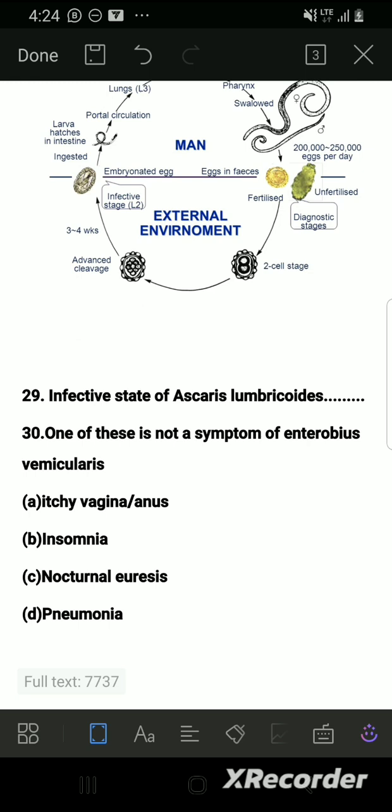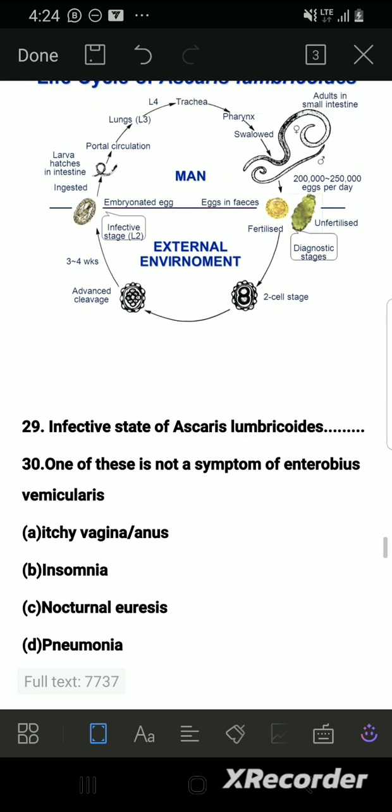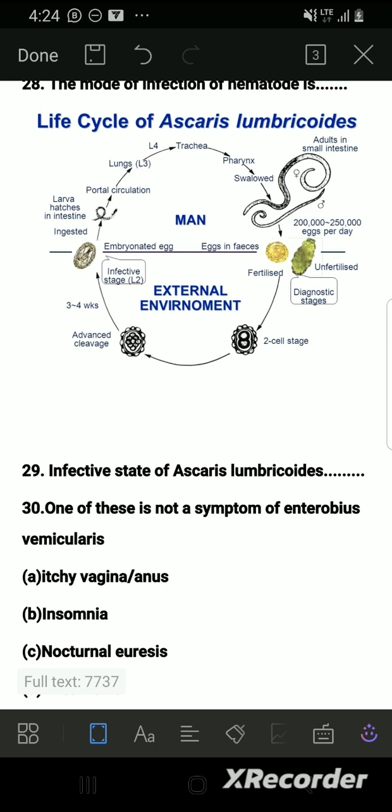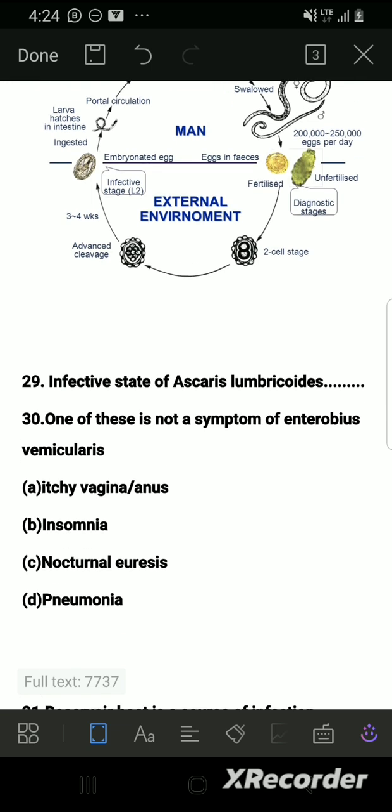Then number 29 says the infective stage of Ascaris lumbricoides is, we have said it in a previous question, that the infective stage of Ascaris lumbricoides, even with our life cycle micrograph we have here, is the L2 stage, the second larval stage, where the parasite gets into the body by active penetration. So it's involved in a direct life cycle.